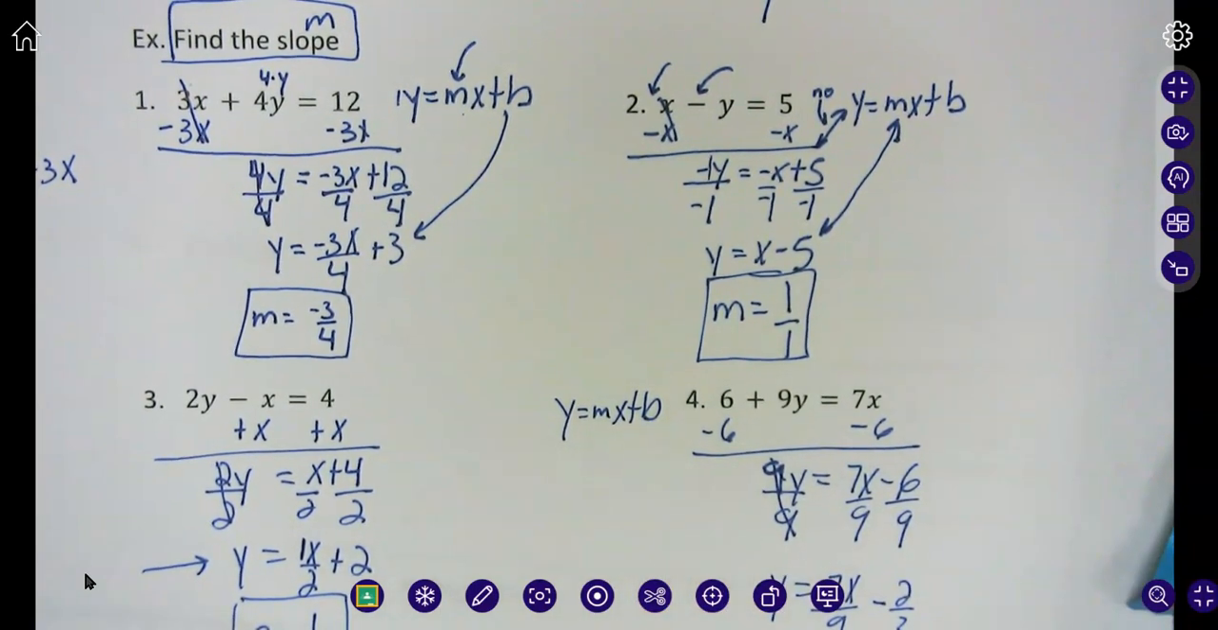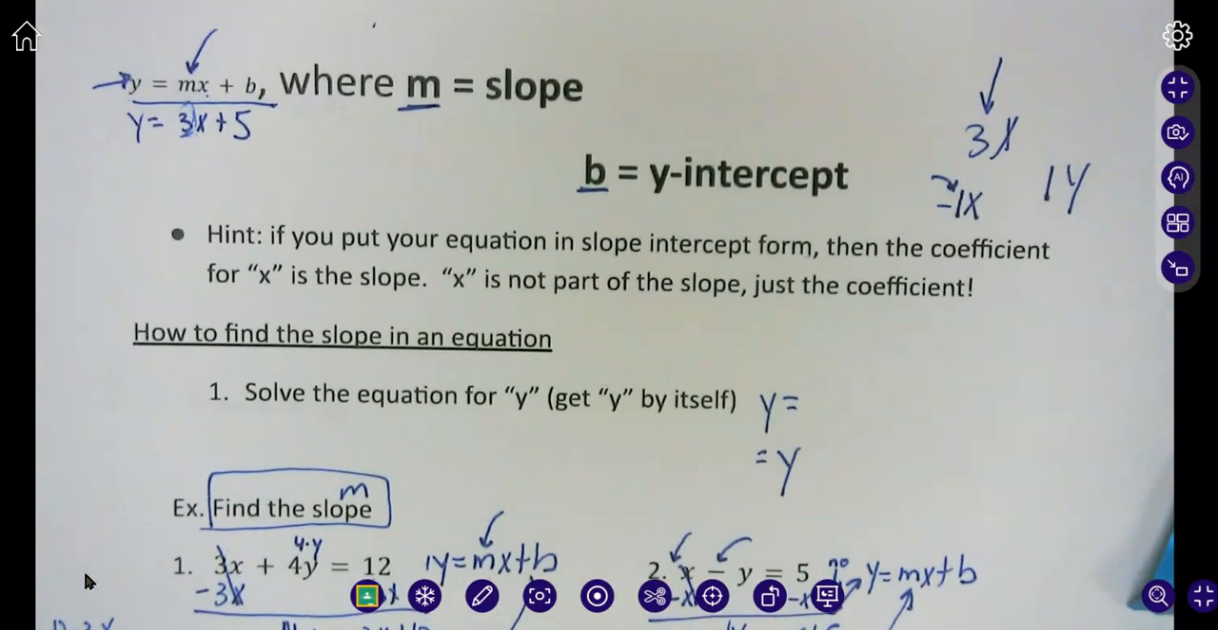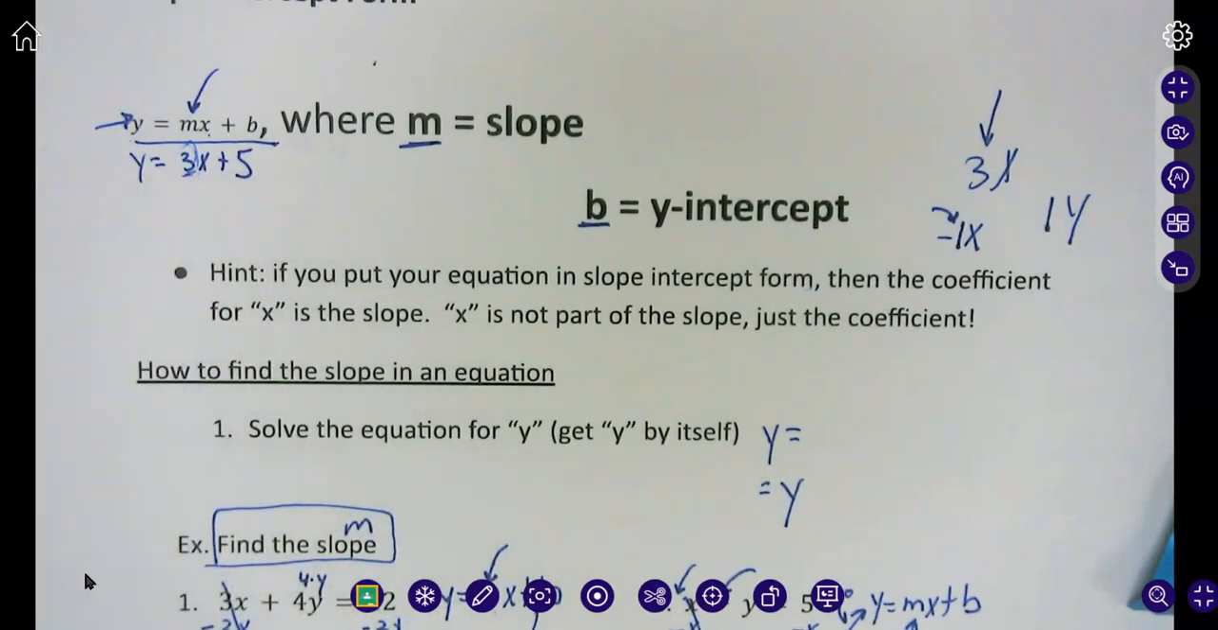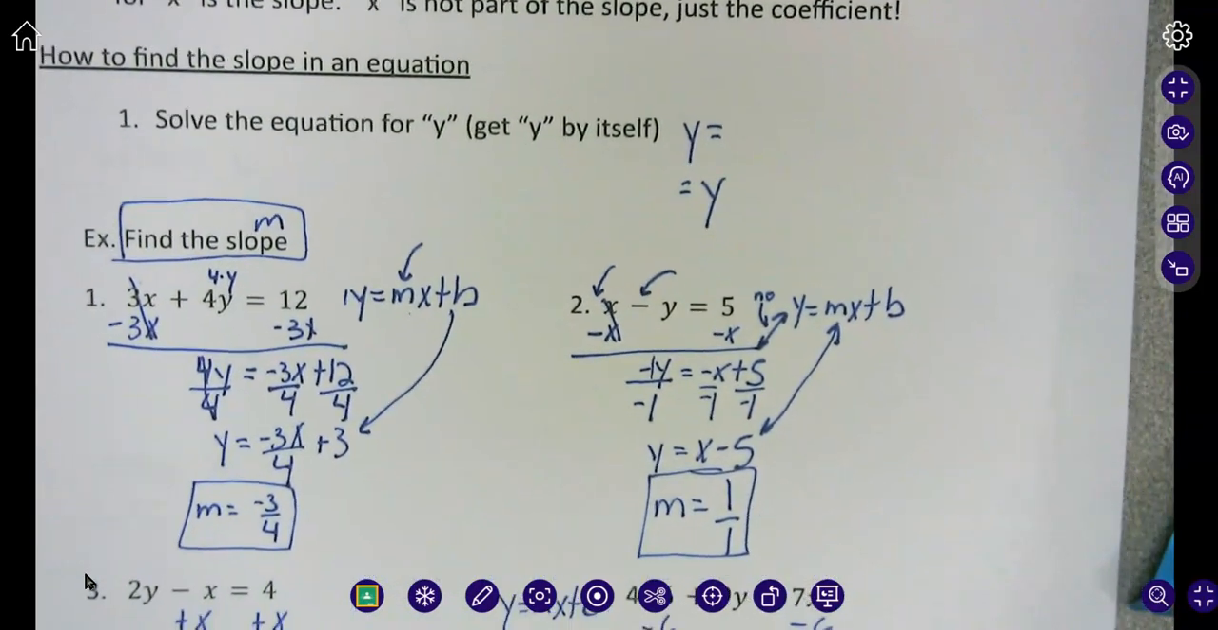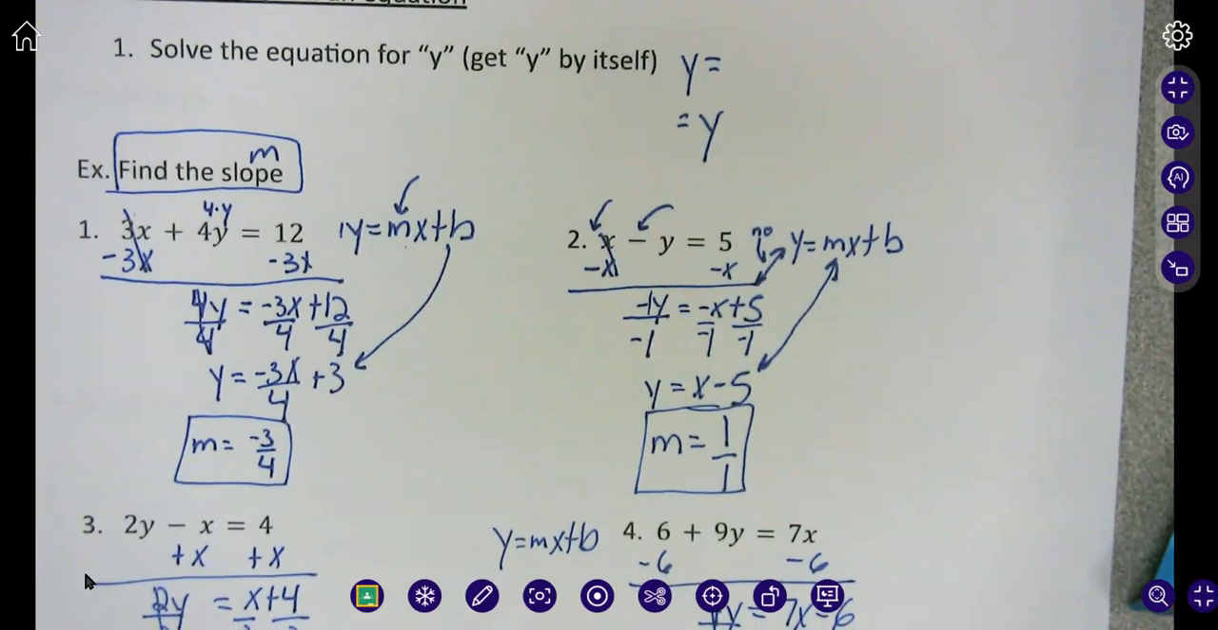So this is the third way of finding your slope, which is by using an equation, putting it in slope-intercept form, which is simply y equals mx plus b, and then the number in front of your variable x, or the coefficient of x once it's in slope-intercept form, is your slope.